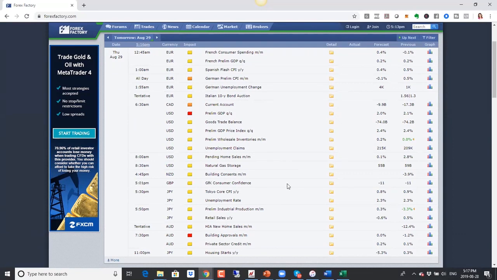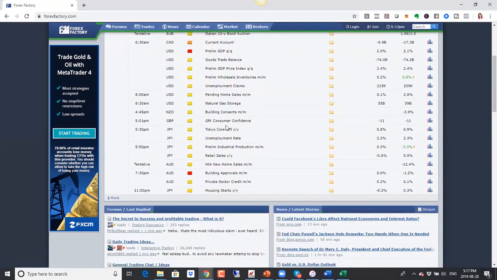Especially being in the last week of August, our liquidity is still low. A lot of traders are away, so there aren't that many players in the market currently. Do keep that in mind, which means markets can have bigger moves than we would normally see. With this one, Australia, we have building approvals.